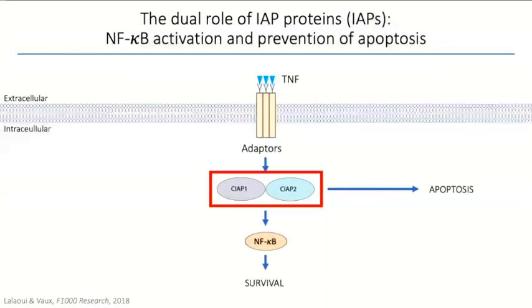Previously, I have described how RIG-I and TLR signaling can activate NF-kappa B. Pro-survival NF-kappa B signaling can also be activated by TNF. When TNF binds to the TNF receptor, adapters recruit cellular inhibitor of apoptosis proteins 1 and 2. These IAP proteins interact with other proteins to activate NF-kappa B. When cIAP proteins are absent, TNF signaling can trigger apoptosis.